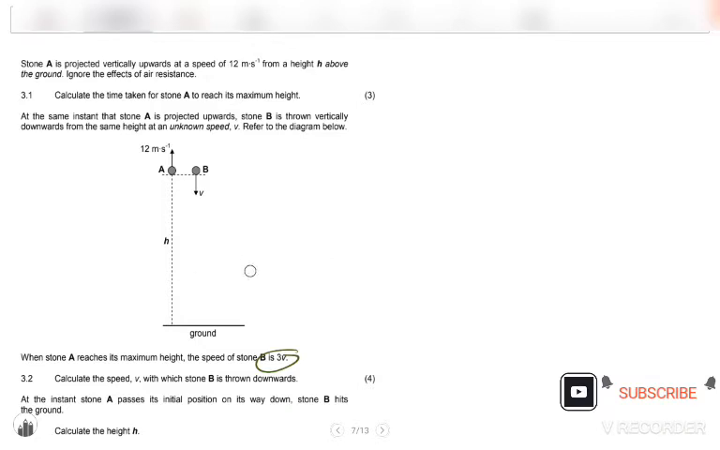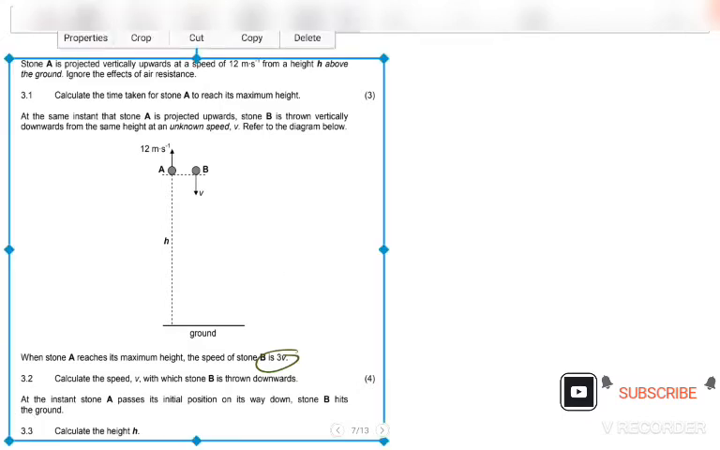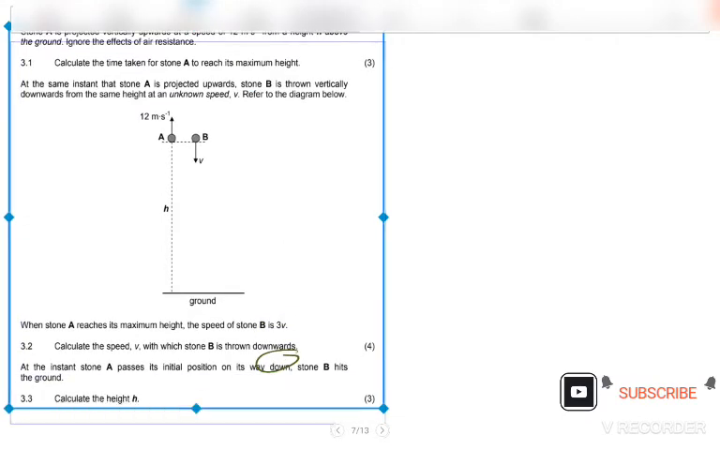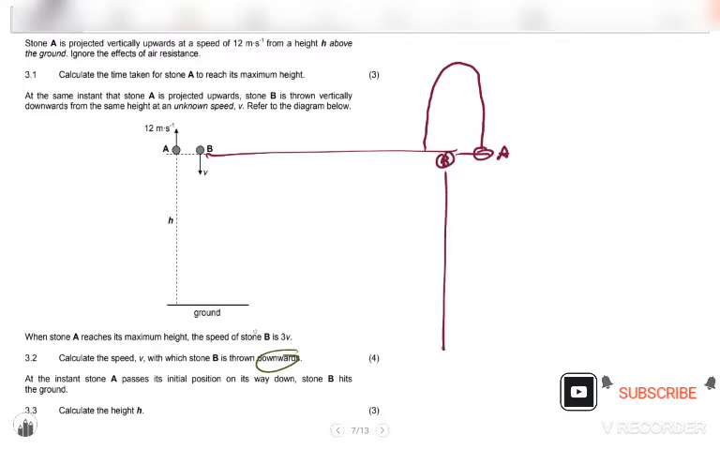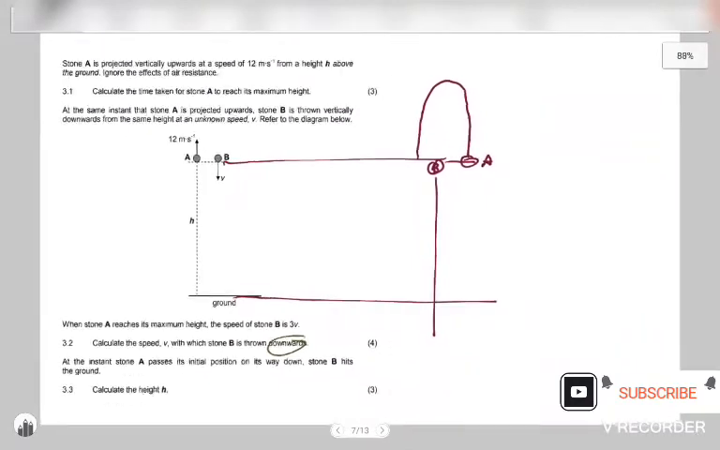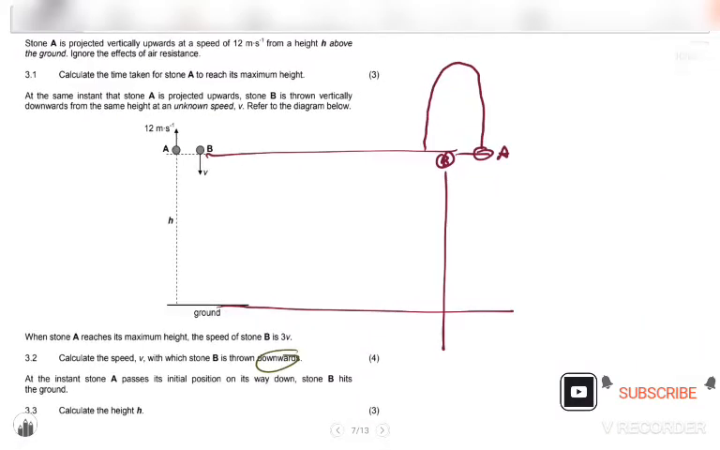So it says, let me pull this up a bit. Okay, so we have 3.3 here. It says at the instant stone A passes its initial position on its way down, stone B hits the ground. Okay, so remember that we're going to take this from here. So it's going up, and then after that it's turning. So when it's passing this point, which is stone A, stone B, which was thrown from here, is already here.